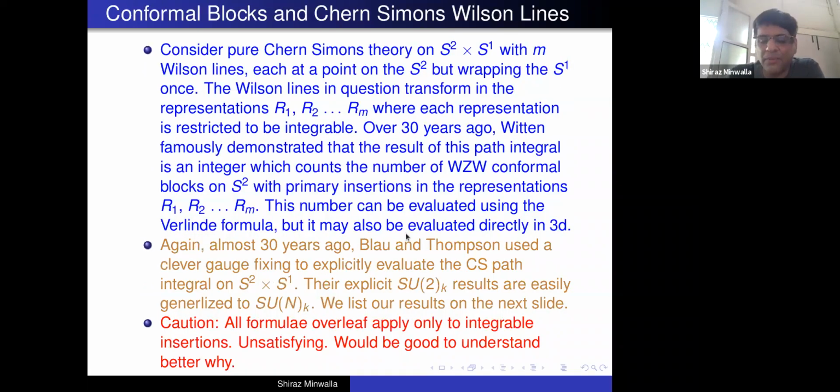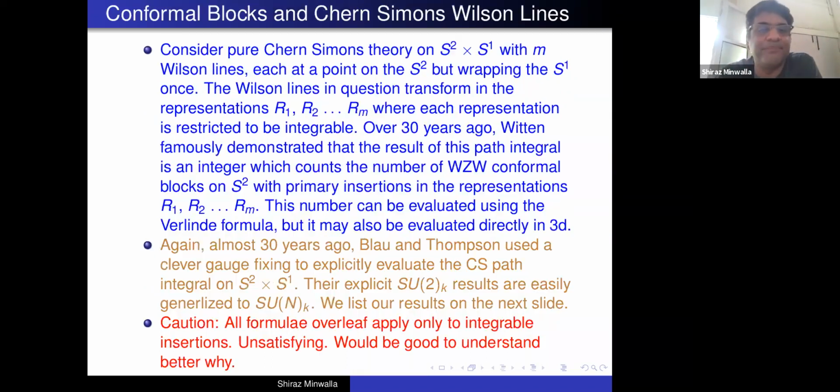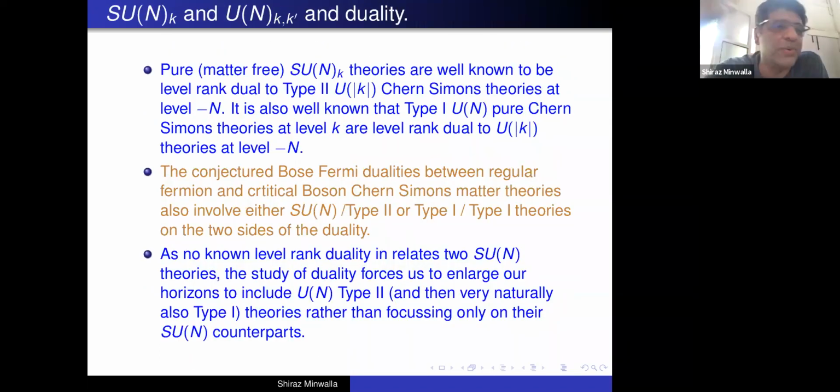Okay, we need to consider both kinds of theories since all level-rank dualities sort of mix them up. We could have considered just the U(N)_{K,K'} theories. We can't get away by looking at just the SU(N) theories.